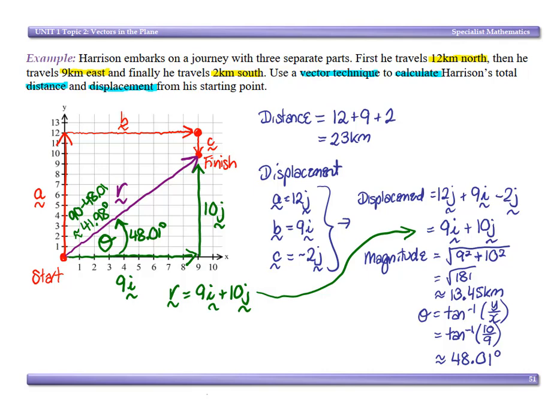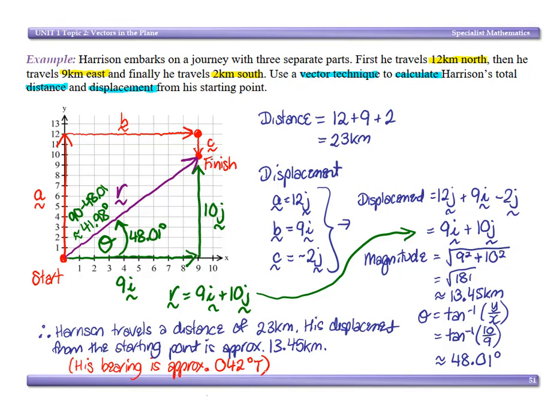Finish with the therefore statement. So Harrison travels a distance of 23 kilometres. His displacement from the starting point is approximately 13.45 kilometres. And in red, because we worked it out, I put his bearing as approximately 42 degrees true. Not required though.